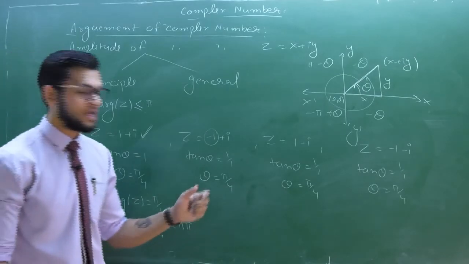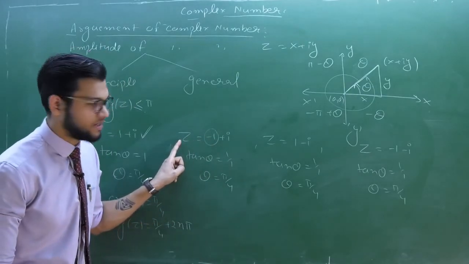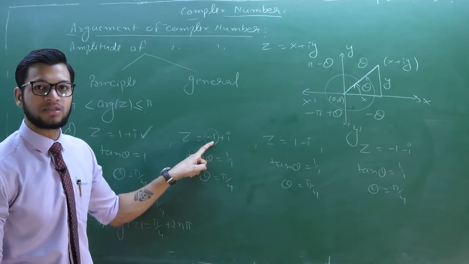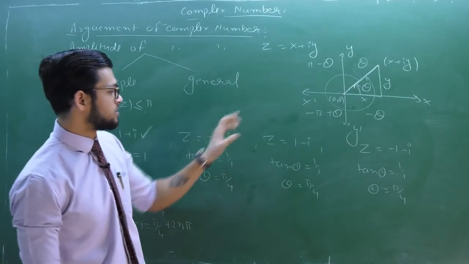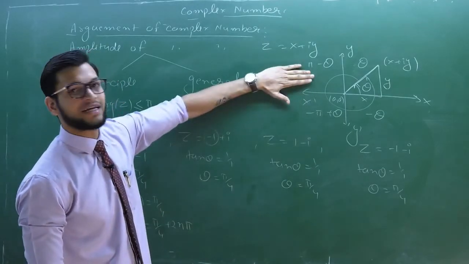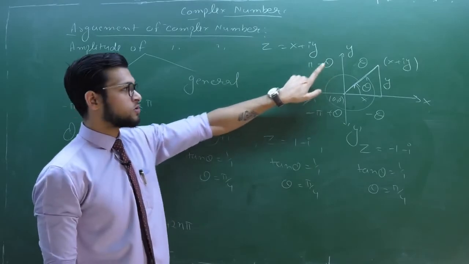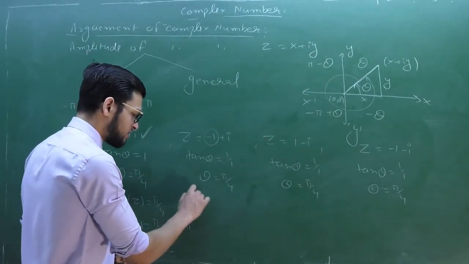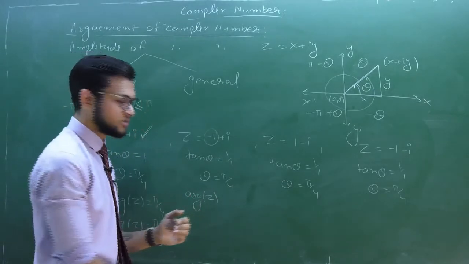In the second term, let's check in which quadrant this complex number lies. We have x as negative, or you can say the real part is negative, but the imaginary part is positive. So this complex number lies in the second quadrant. Because the real part is negative but the imaginary part is positive, we can say the argument of z, or you can say the principal argument of z, will be equal to pi minus theta.